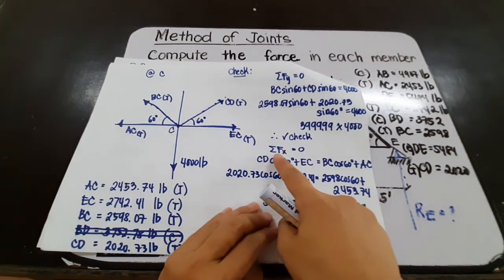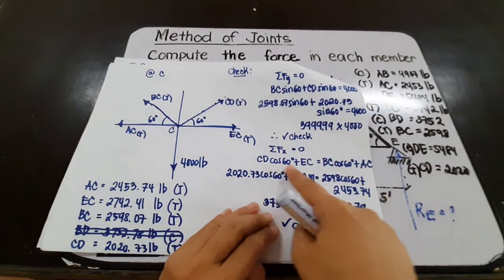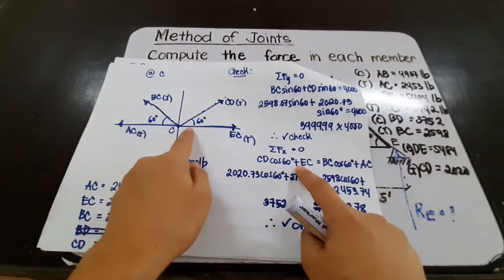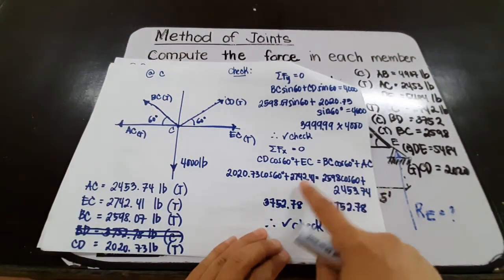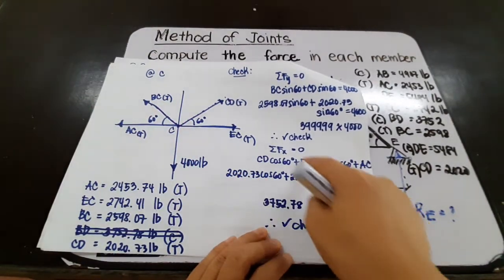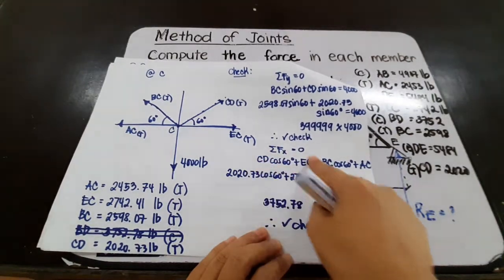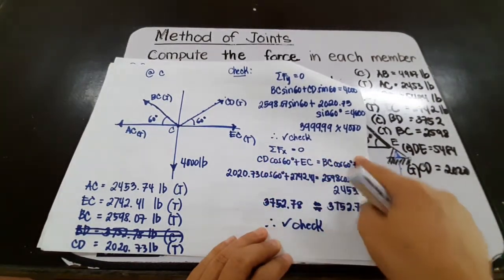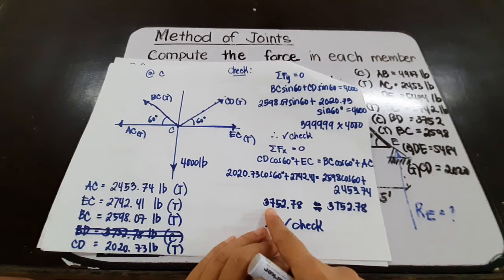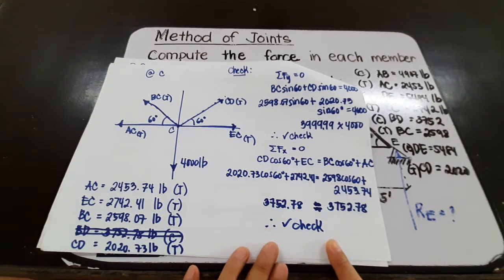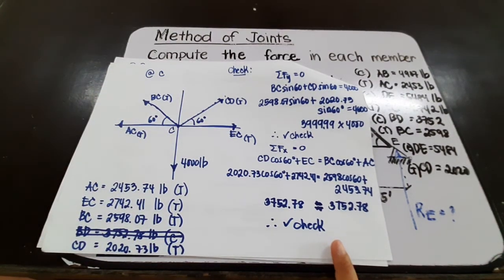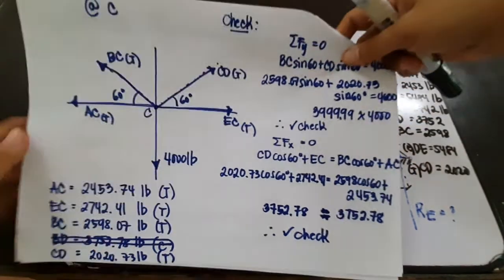And then the summation of forces along X, we have CD cosine 60 plus EC. The right forces are equal to the left forces. And so this side here should be equal to this side here. And so we have 3752.78, and that is correct. Meaning all our assumptions are correct. That's all.